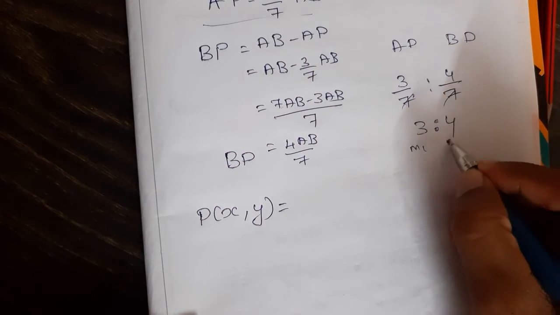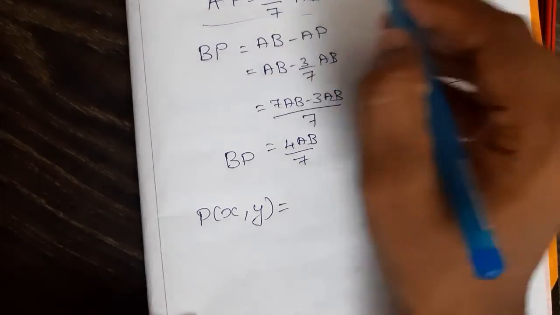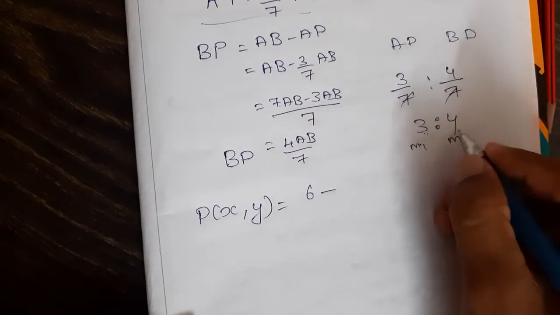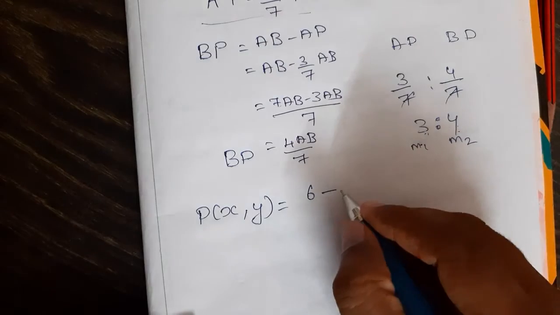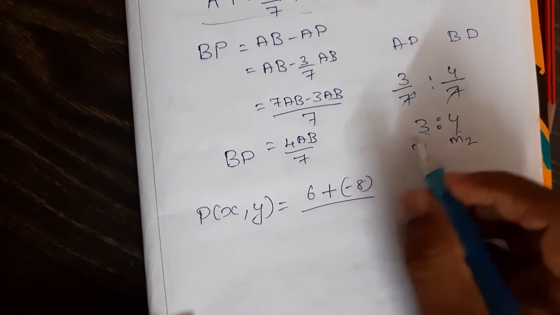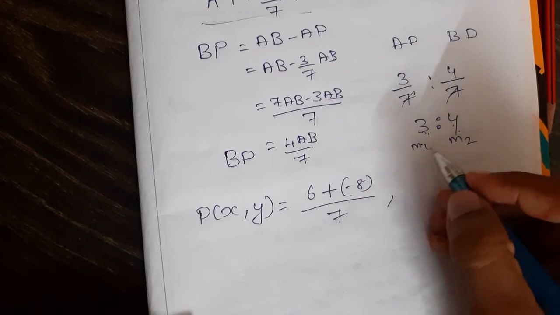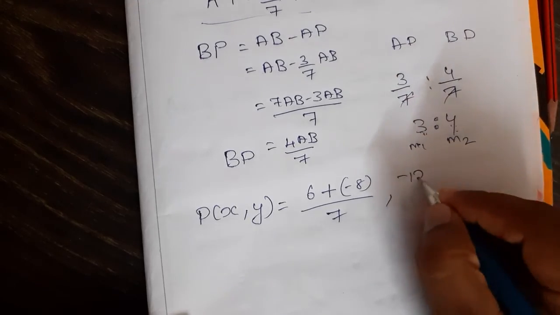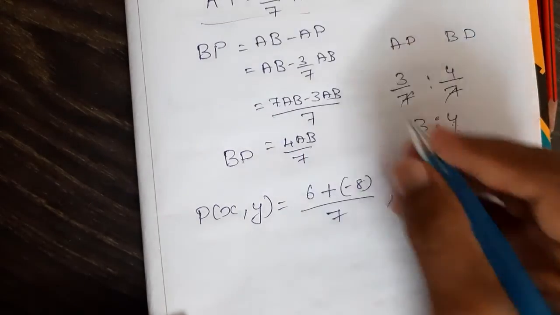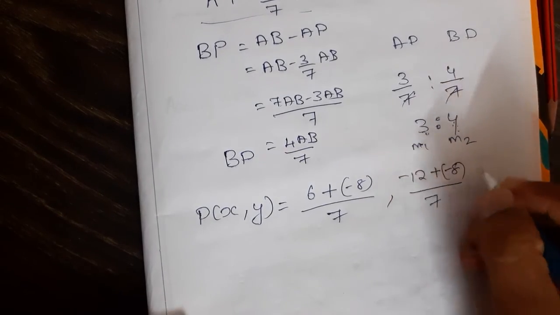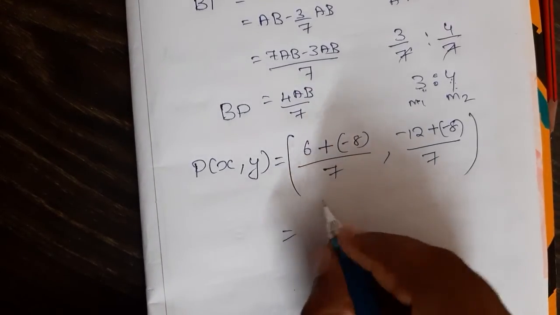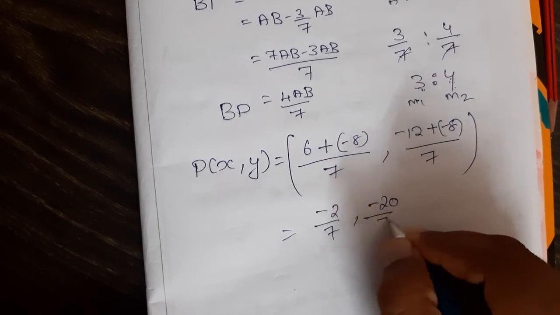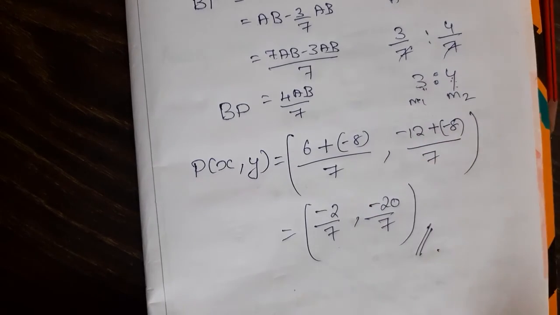P of (x, y) is equal to, this is m1 and this is m2. m1 into x2, which is 2, so 3 into 2 is 6, plus m2 into x1, 4 into -2 is -8, divided by m1 plus m2, which is 7, comma, same way m1 into y2, which is -4, into 3 is -12, plus 4 into -2 is -8, divided by 7, right? And 6 plus -8 is -2/7, comma, -12 plus -8 is -20/7. So this is the required point.